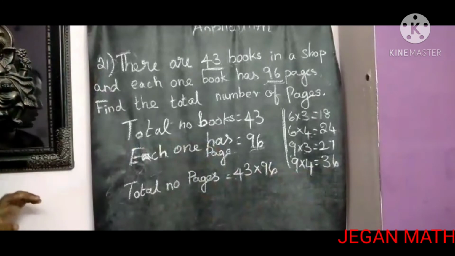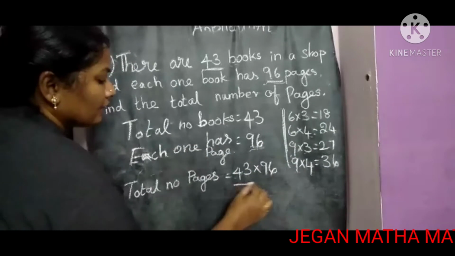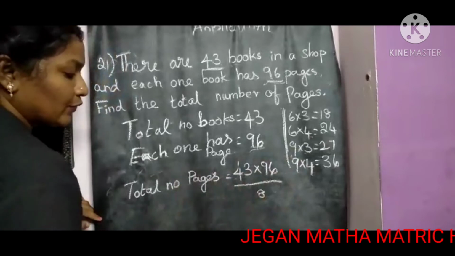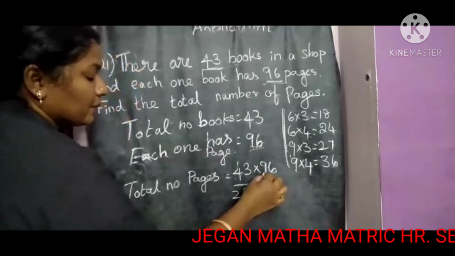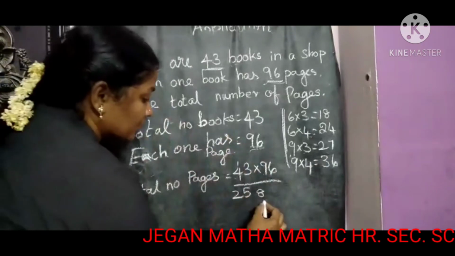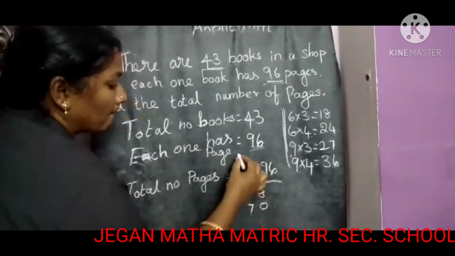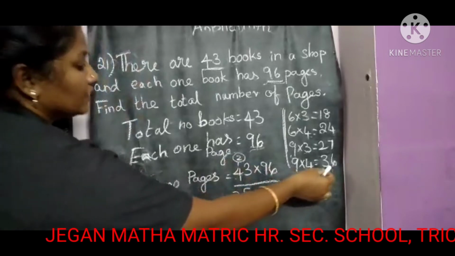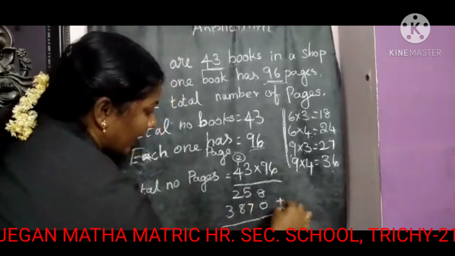So 6 3s are 18, balance 1, then 6 4s are 24, 24 plus 1, 25. Then the tens place number. We start multiplication with the tens place number. First write 0. Then 9 3s are 27, so 7 balance 2 carry over here. 9 4s are 36, 36 plus 2, 38. Okay, finally add all the numbers.